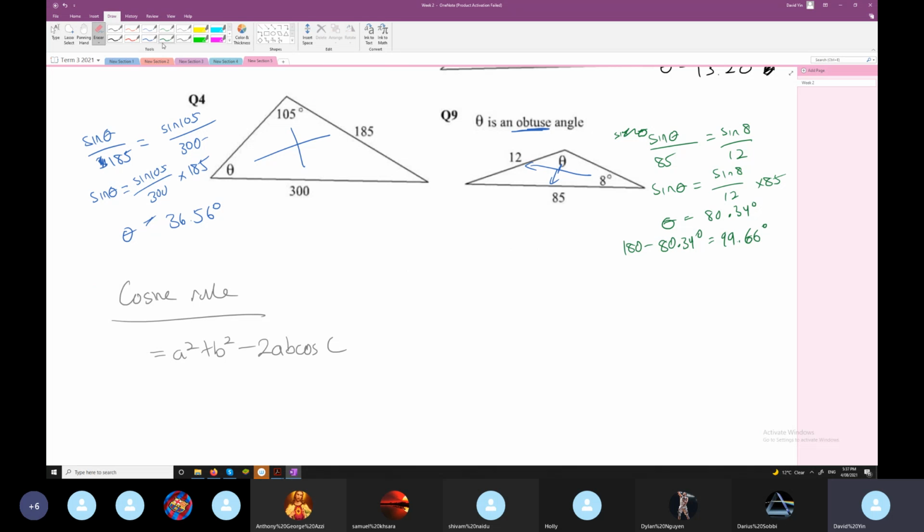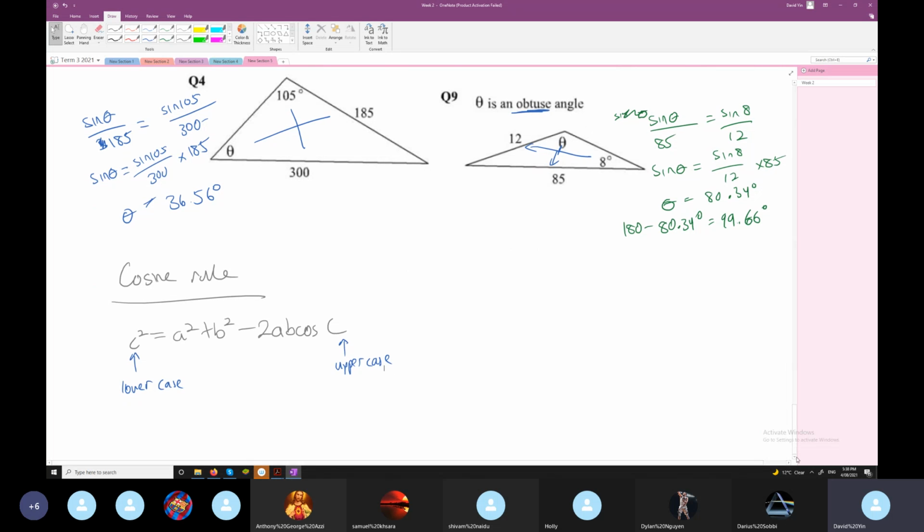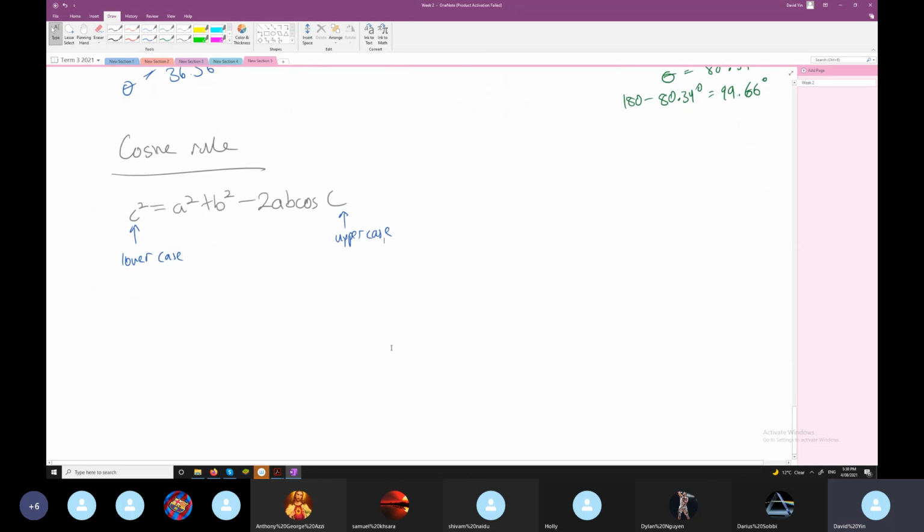Technically, this should be a lowercase c, and that's an uppercase C. So these c's are not the same value. I'm just going to put a note here that this is lowercase, and this is uppercase. So they are different. Just keep that in mind. They're not the same number.